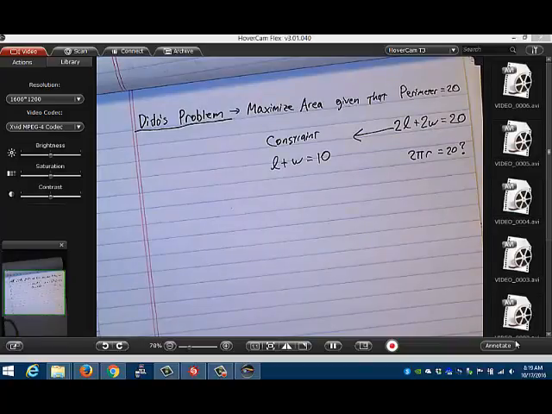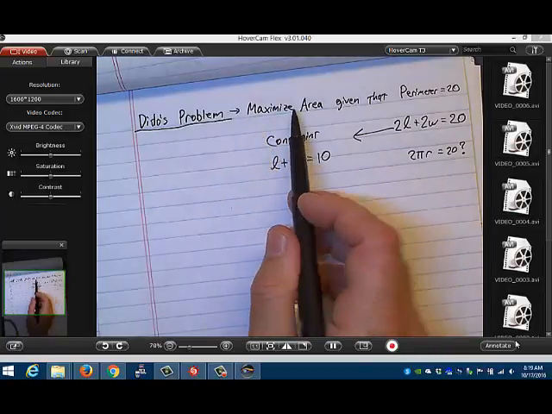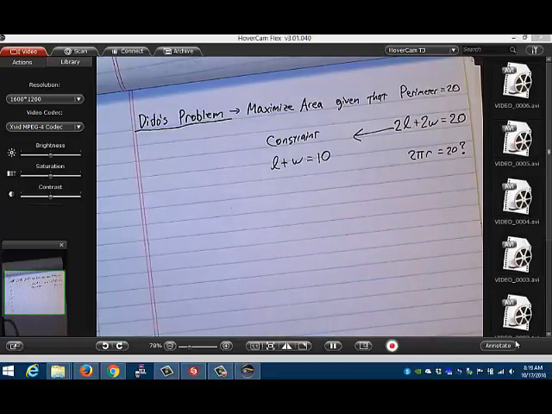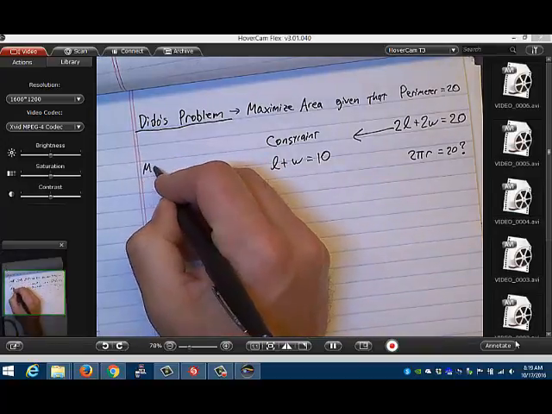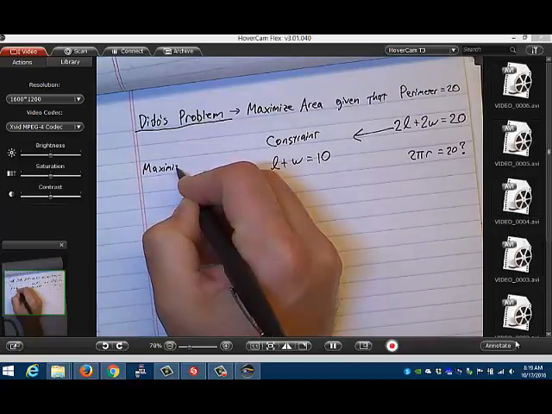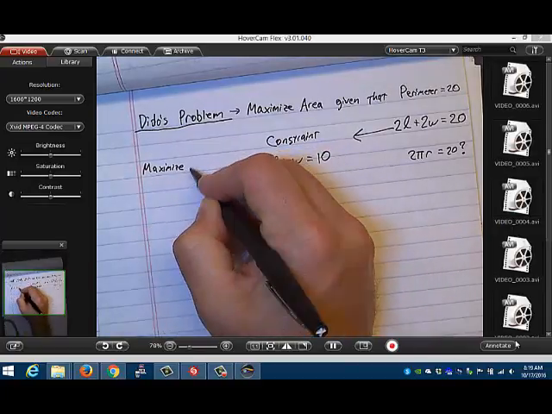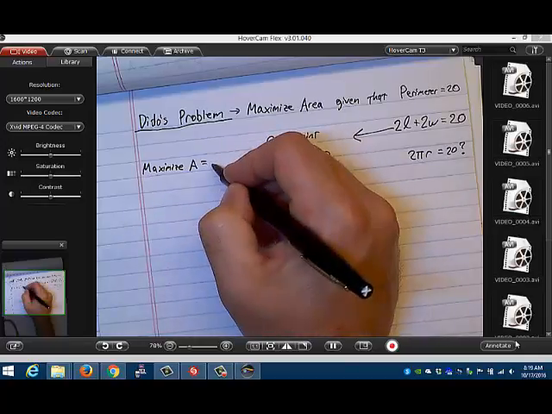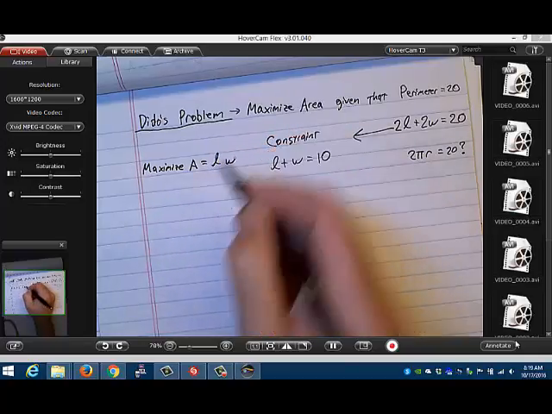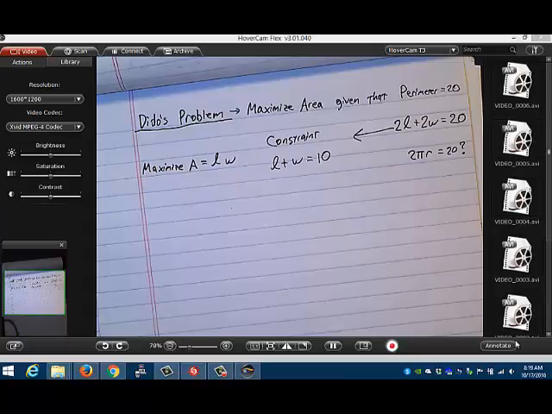Right? So we want to somehow maximize the area given that you have some constraint. Of course, we also have a formula for area. And I saw this sometimes. Some people wrote, we want to maximize area equals, say, if I'm using these variables, length times width, given that L plus W is 10. Are you with me out here?